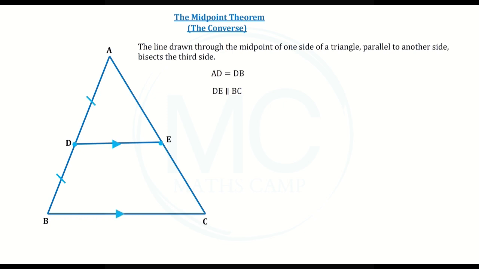Now, the converse midpoint theorem tells us that if D is the midpoint of side AB and DE is parallel to side BC, then E is the midpoint of AC, which means that AE is equal to EC. Let's put two lines on AE and two lines on EC to show that they are equal. When making our statements, as our reason, we say the converse midpoint theorem.